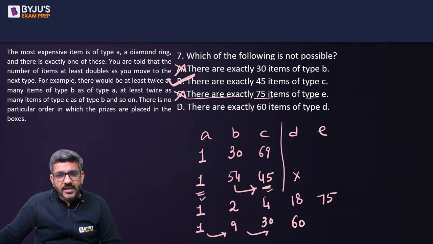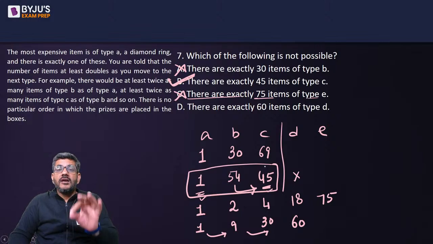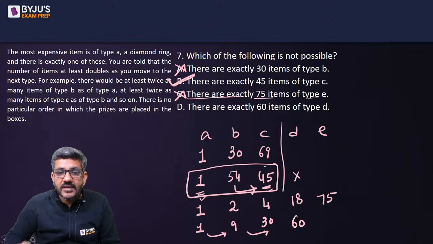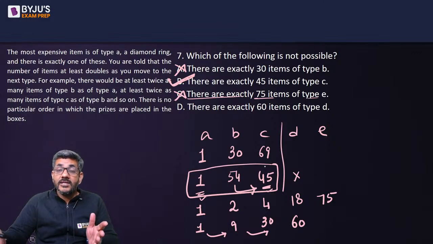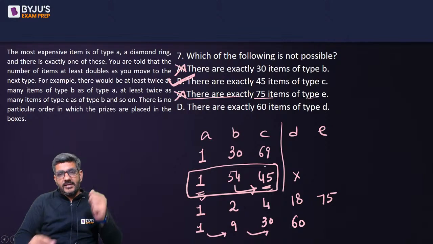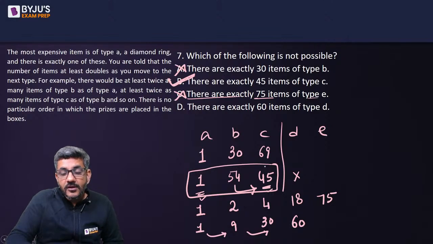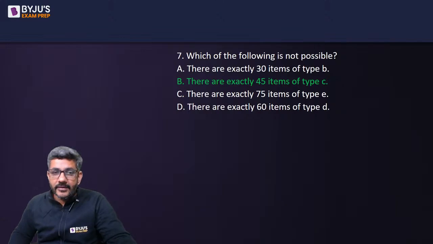Satisfied. Similarly, 1 to 4, 1875, satisfied. Similarly, 130, 69, satisfied. Only the third case is not possible. You can't have exactly 45 of C, क्योंकि आगे आप जा नहीं सकते. डबल करके वो टोटल 100 से बड़ा हो जाएगा, और पीछे जाएंगे तो 54 लेना पड़ेगा बीच में एक नंबर. वो एग्जैक्टली डबल वाली कंडीशन सेटिस्फाई नहीं हो रही. So for question number 7, the correct answer is option B.